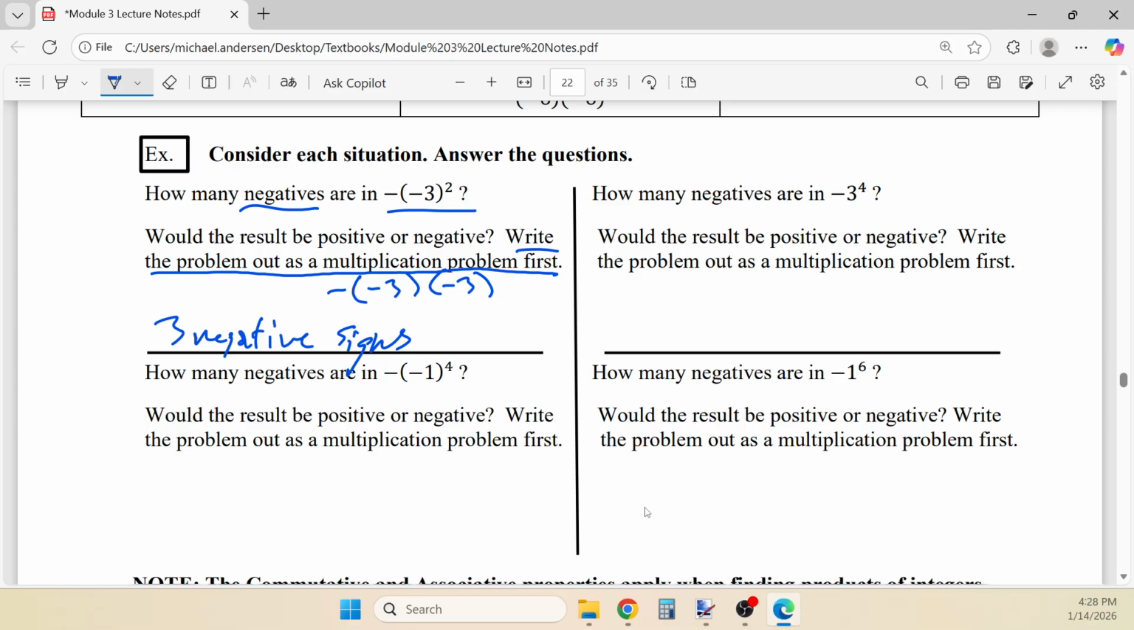Whereas in this one here, we have negative 1 times 1 times 1 times 1 times 1 times 1. How many negative signs? Just 1 negative sign.